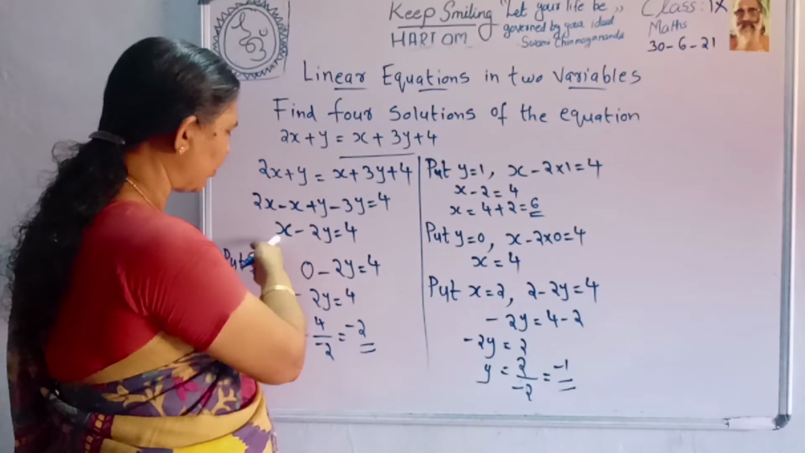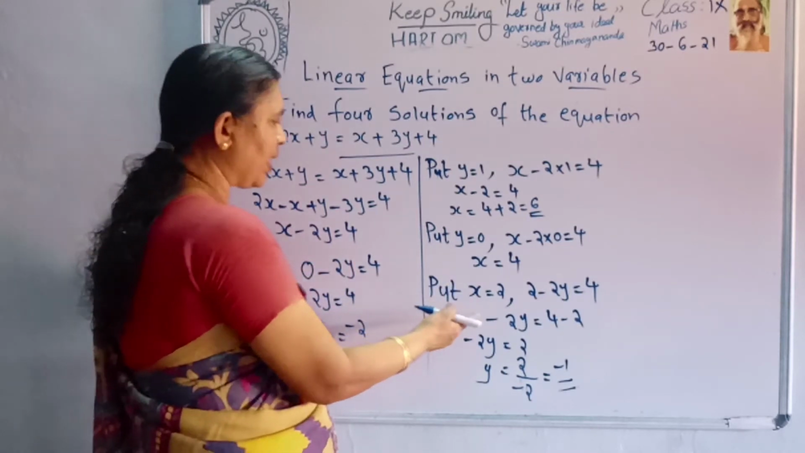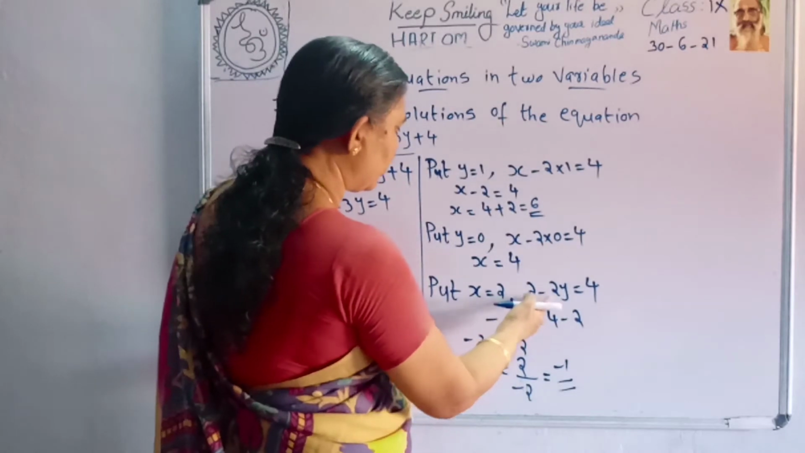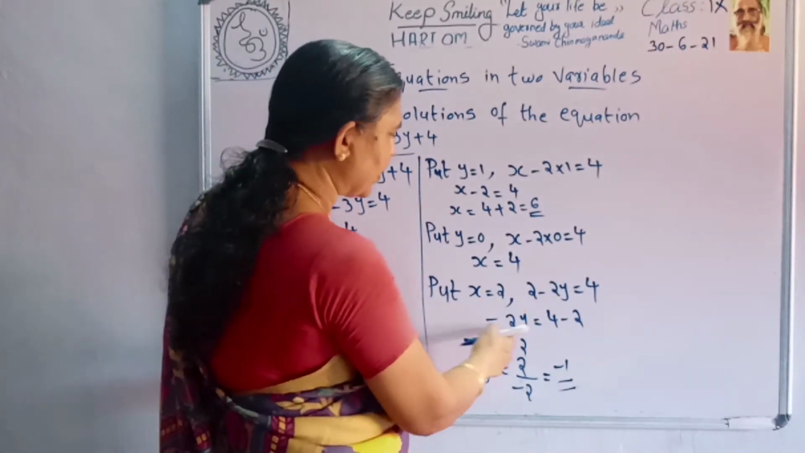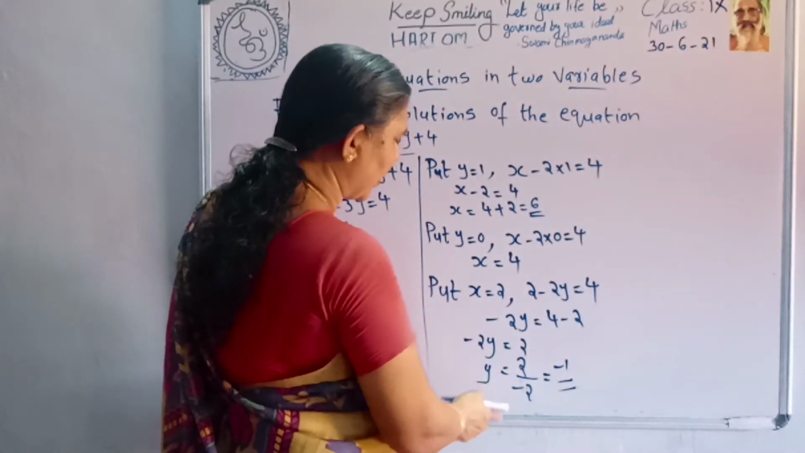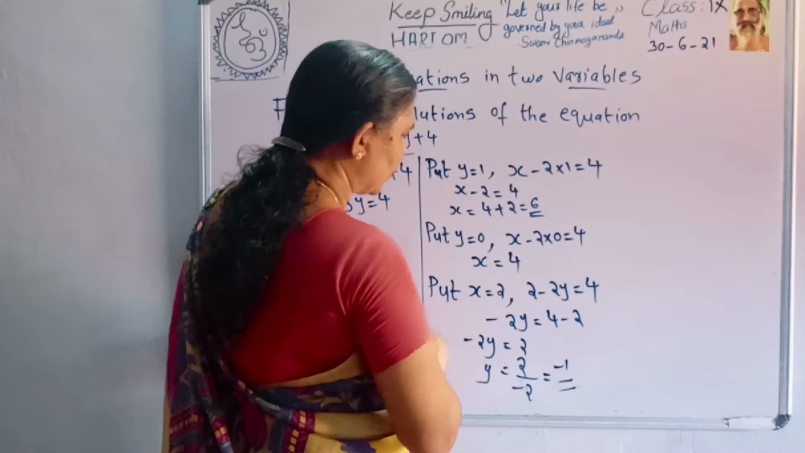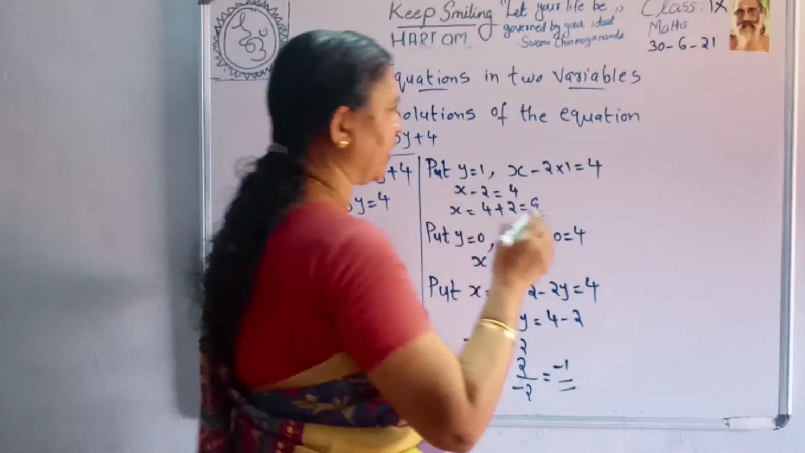Then x is equal to 2. Instead of x, if we put 2, then 2 minus 2y is equal to 4. Then what is minus 2y? Minus 2y is equal to 4 minus 2, we transpose this 2 to the RHS. Then y is equal to 2 by minus 2, that is equal to minus 1. Therefore, we got 4 solutions for the equation.